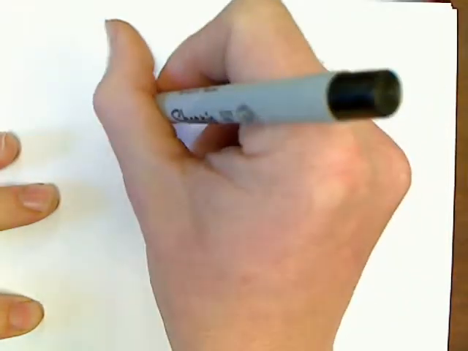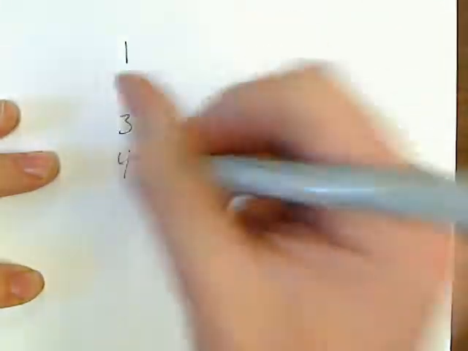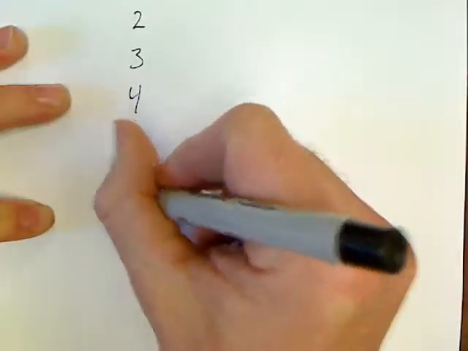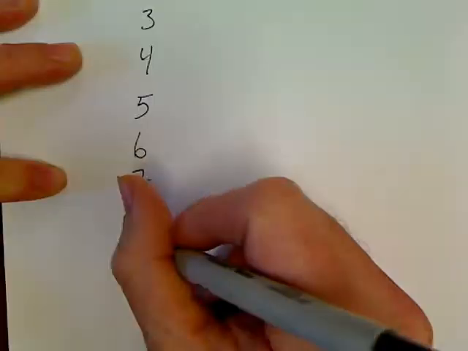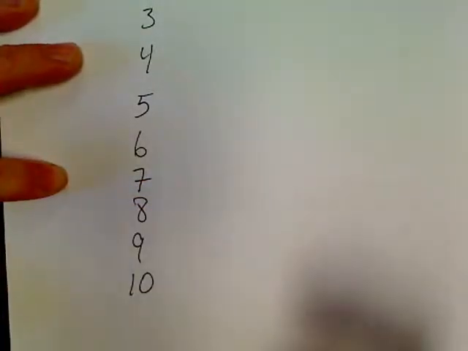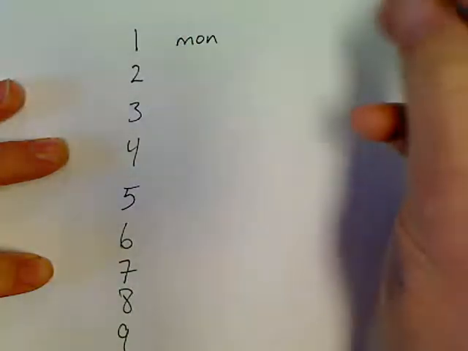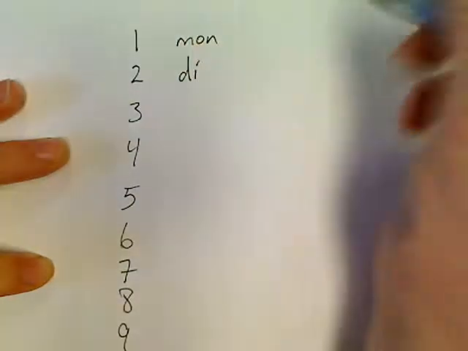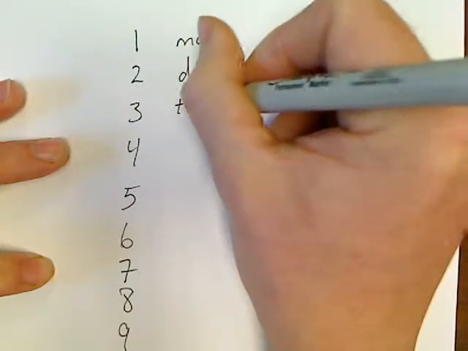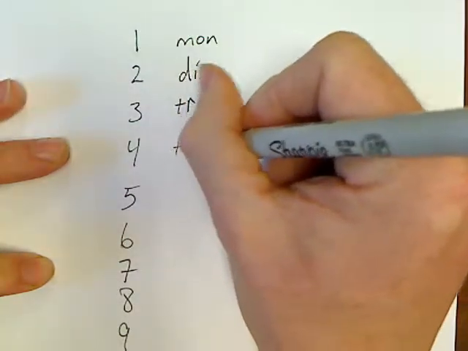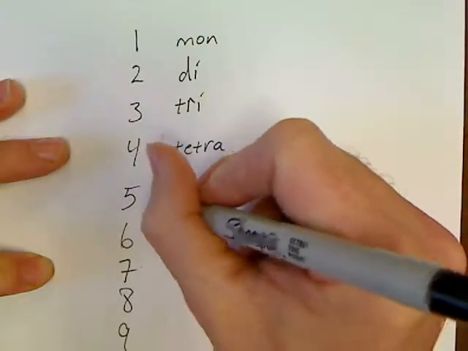So what does the traditional way mean? Well, you're going to have to write something down. If this is the traditional way, it means we get to use a little numbering system. 1, 2, 3, 4, 5, 6, 7, 8, 9, 10. We get to number all the way to 10. 1 is mon. 2 is di. 3 means tri. 4 means tetra. 5 means penta.